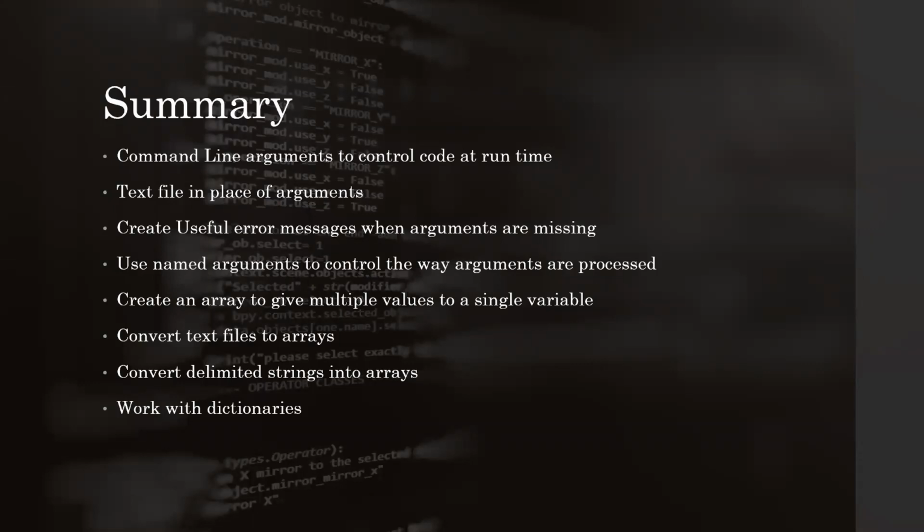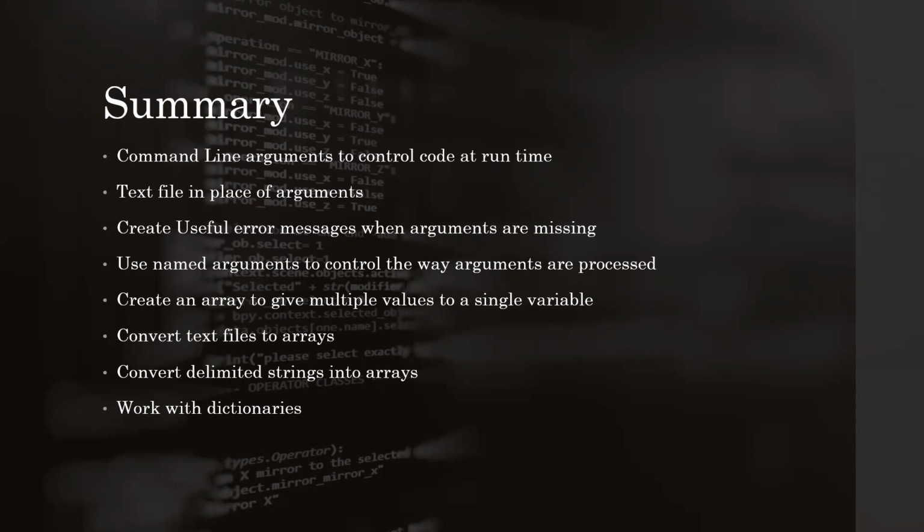We're going to learn command line arguments to control code at runtime and to feed it various attributes that we may need. We're going to look at reading a text file or using a text file in place of arguments. We're going to learn to create useful error messages if arguments are missing when we expect them. We're going to learn how to use something called a named argument to control the way that the arguments are read in and the order in which they're read in.